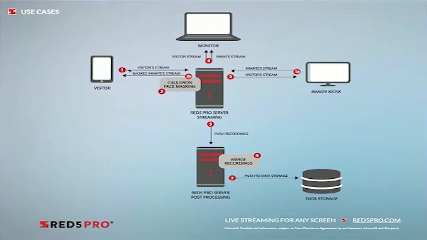So in this case, what they call the visitor stream is coming in from a smartphone via the app, and then the image stream is coming in from this kiosk device, which in this case actually is a Flash, believe it or not. So it's using RTMP to stream in, and then it's basically creating a two-way conversation between these guys with the masking on from this one. And then a person in the jail can monitor the stream if they want, so they can see the conversation happening here. And then once the conversation is over, it'll push the recordings to another processing server, which then merges it and then pushes that to data storage.